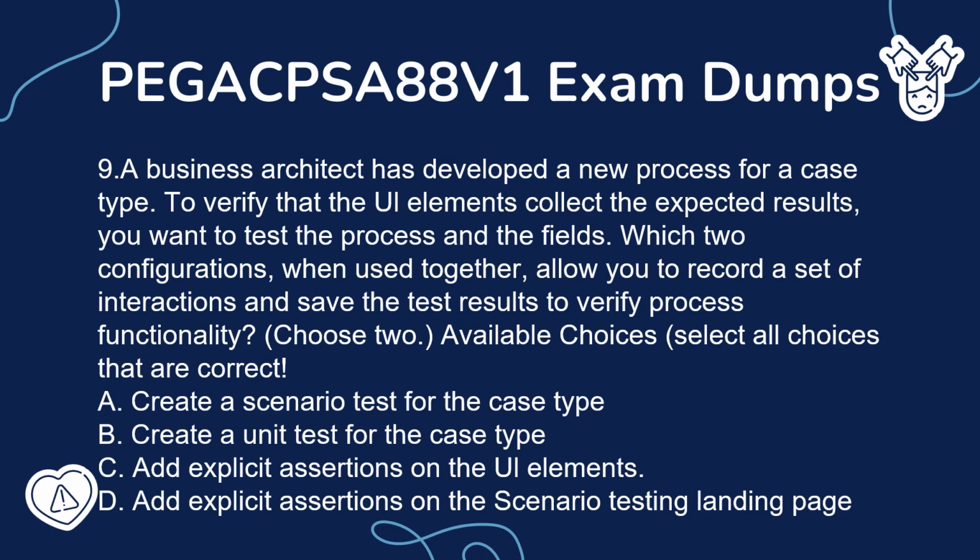9. A business architect has developed a new process for a case type. To verify that the UI elements collect the expected results, you want to test the process and the fields. Which two configurations, when used together, allow you to record a set of interactions and save the test results to verify process functionality? Choose 2. Available choices. Select all choices that are correct.